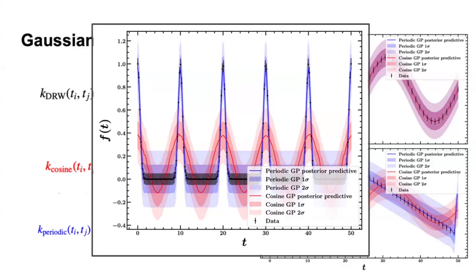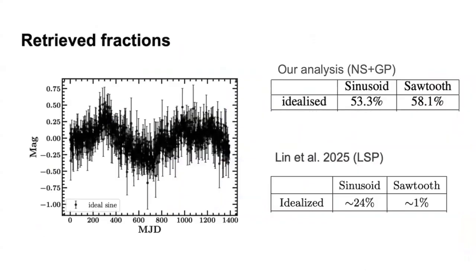So we performed the same analysis and compared it to the work by Lin et al. And we did it in two ways. The first one, we set a Bayes factor threshold that allows for the same number of false positives as in Lin et al. And in this case, in the ideal scenario, 53.3% of periodicities are correctly retrieved compared to the 24%. And more interestingly, we retrieve around 58% of sawtooth light curves rather than the 1% in the Lin et al. work.